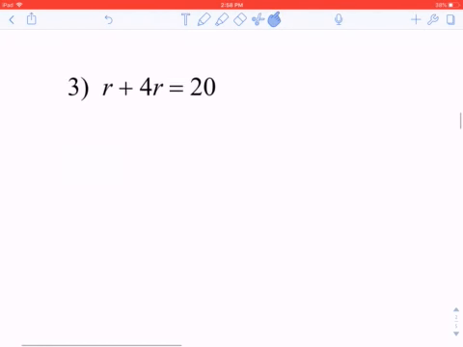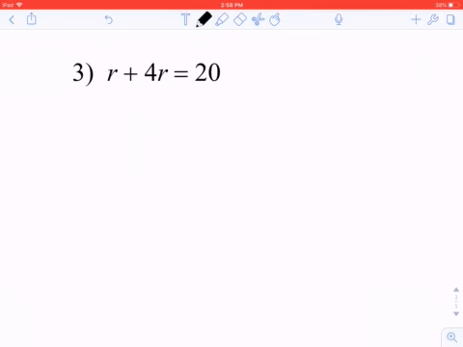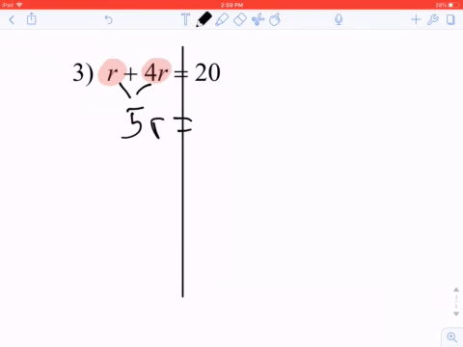On number 3, we're going to follow the same steps. We are going to combine our like terms and then clean everything up. We are looking at 4 r's and 1 r. When we combine them, that is a total of 5r, and that is equal to 20.